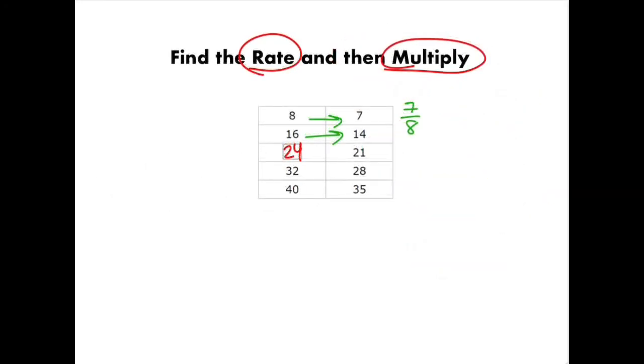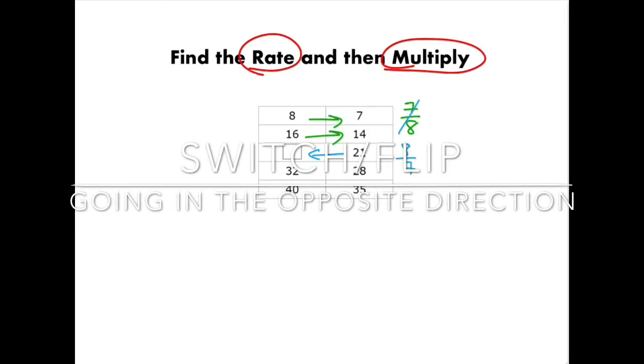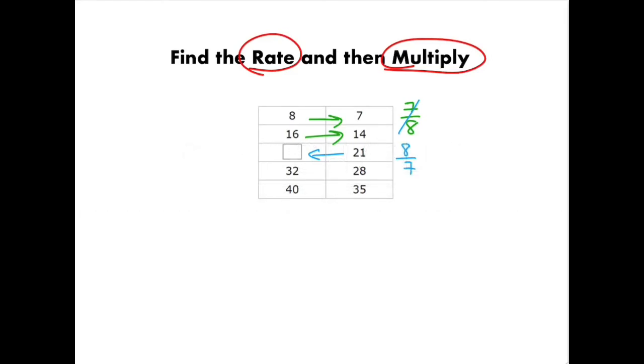So in the last two problems, the rate was 7 to 8. But when we get to the next part, we need to switch it around because now we've got to fill it out going in the opposite direction. So instead of 7 over 8, this time we're going to do 8 over 7. So pay close attention to the colors I just used. I just switched it on you guys. So same idea, I'm going to multiply with 21 because I'm going the other way. So I'm going to use that number instead.